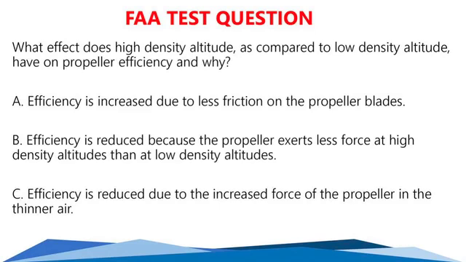So let me go ahead and open up the poll here. What effect does high density altitude as compared to low density altitude have on propeller efficiency, and why? Is it A, efficiency is increased due to less friction on the prop blades? B, efficiency is reduced because the propeller exerts less force at high density altitudes than at low density altitudes? Or is it C, efficiency is reduced due to the increased force of the prop in the thinner air?